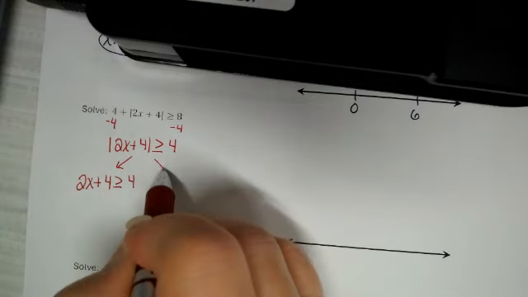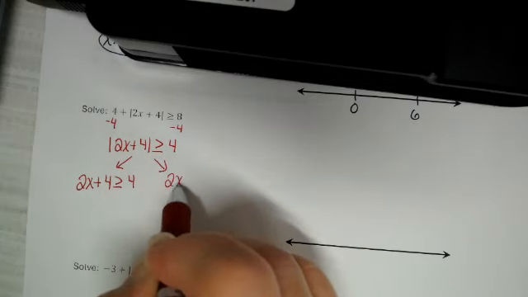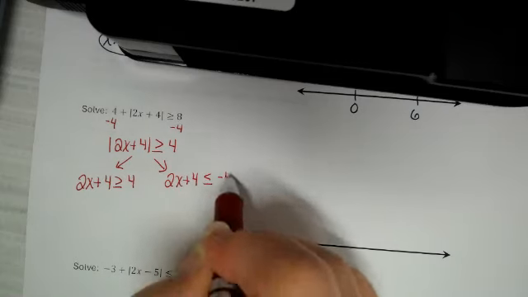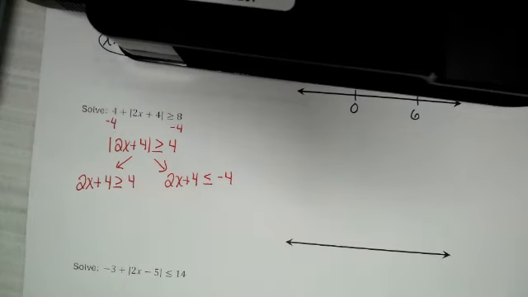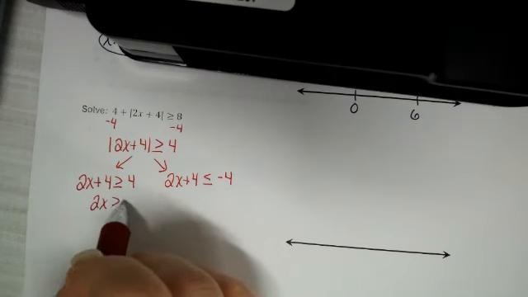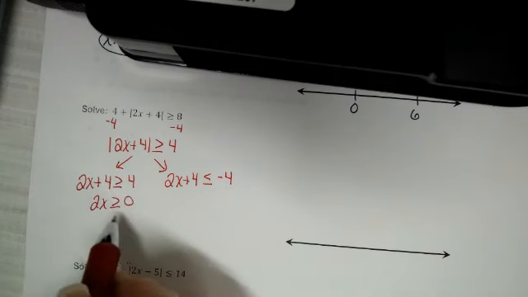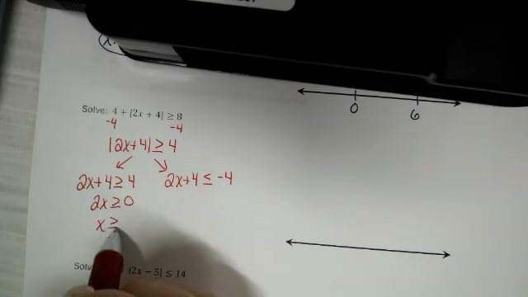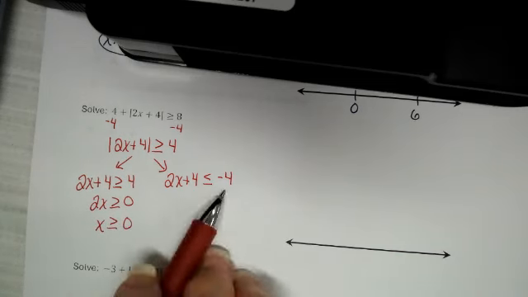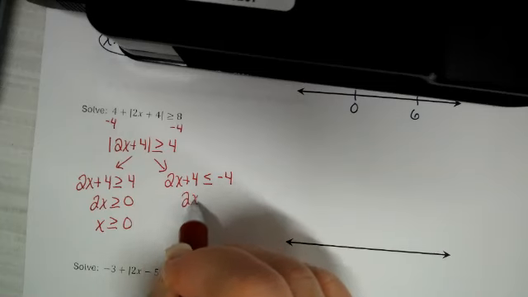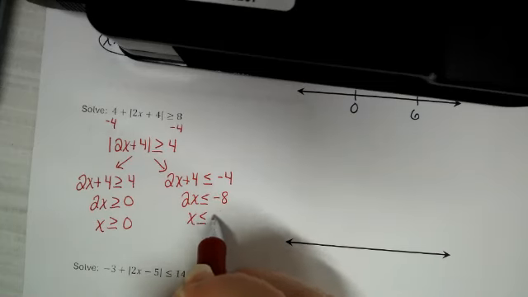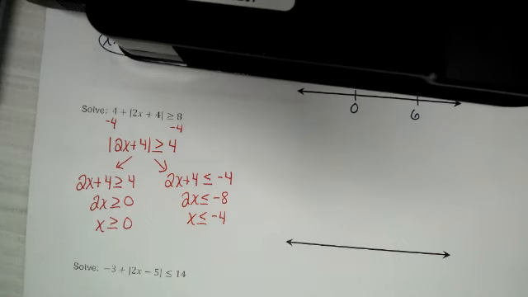The second one, 2x plus 4, change the sign, -4. Be really careful there. All right, so subtract 4 from both sides. 0. And if I divide 0 divided by 2, I just get 0. This one, I'm going to subtract 4 from both sides and get -8. And when I divide both sides by 2, I get -4.